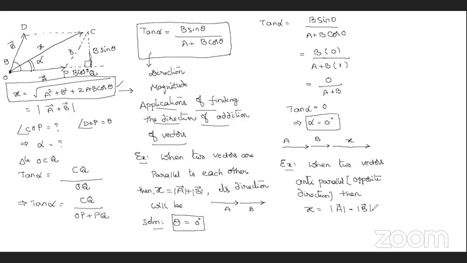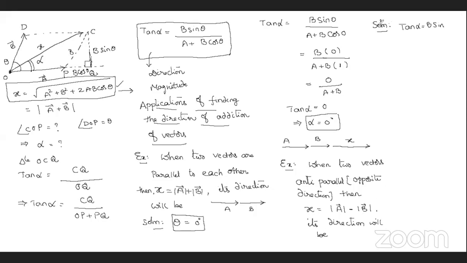Today I am asking its direction. Now we have to write the solution here. What will be the answer for it? 0 only, sir. Okay, good. How can you say that it is 0? Tan alpha is equal to, what you are going to substitute in place of theta? 180 degrees. Very good. Opposite direction means theta is 180 degrees.